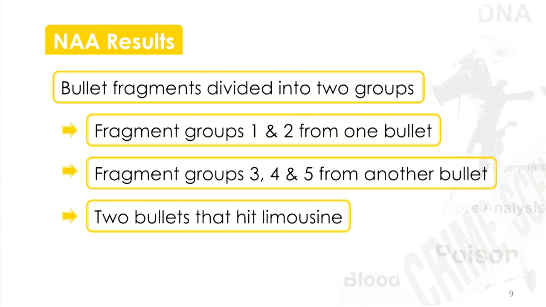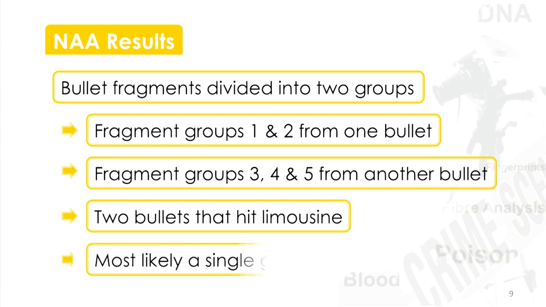Well, it doesn't really prove there was only a single gunman, but it does not give any evidence that there was a second gunman. So the conclusion of the investigation was that it was most likely a single gunman, Lee Harvey Oswald.